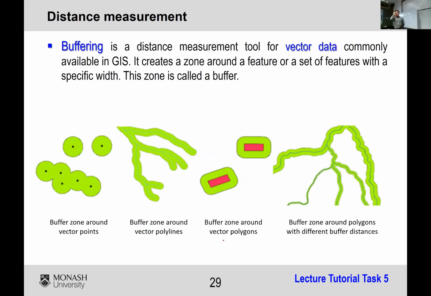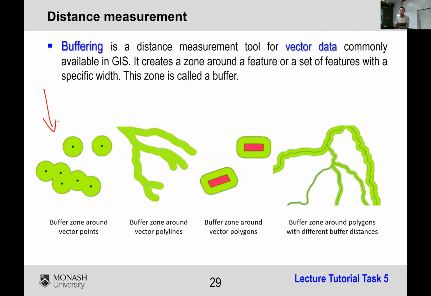Now remember the very first JS lecture, you were asked to use the buffer tool. And at that time, you may not have a good understanding what buffer is for. Well, now we're going to revisit the buffer tool and understand how we use it to create or analyze our data. So the buffer is a distance measurement tool for only vector data. And it creates a zone around the feature or set of features with a distance or width specified by the user.